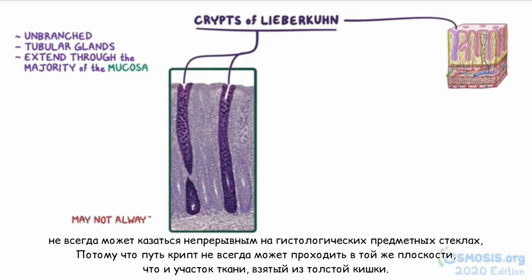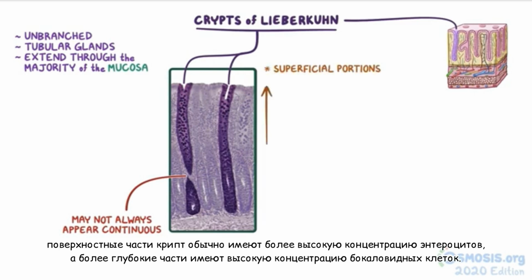It may not always appear to be continuous on histological slides, because the path of the crypts may not always travel along the same plane as the section of tissue taken from the colon. The superficial portions of the crypts will typically have a higher concentration of enterocytes, and the deeper portions will have a high concentration of goblet cells.